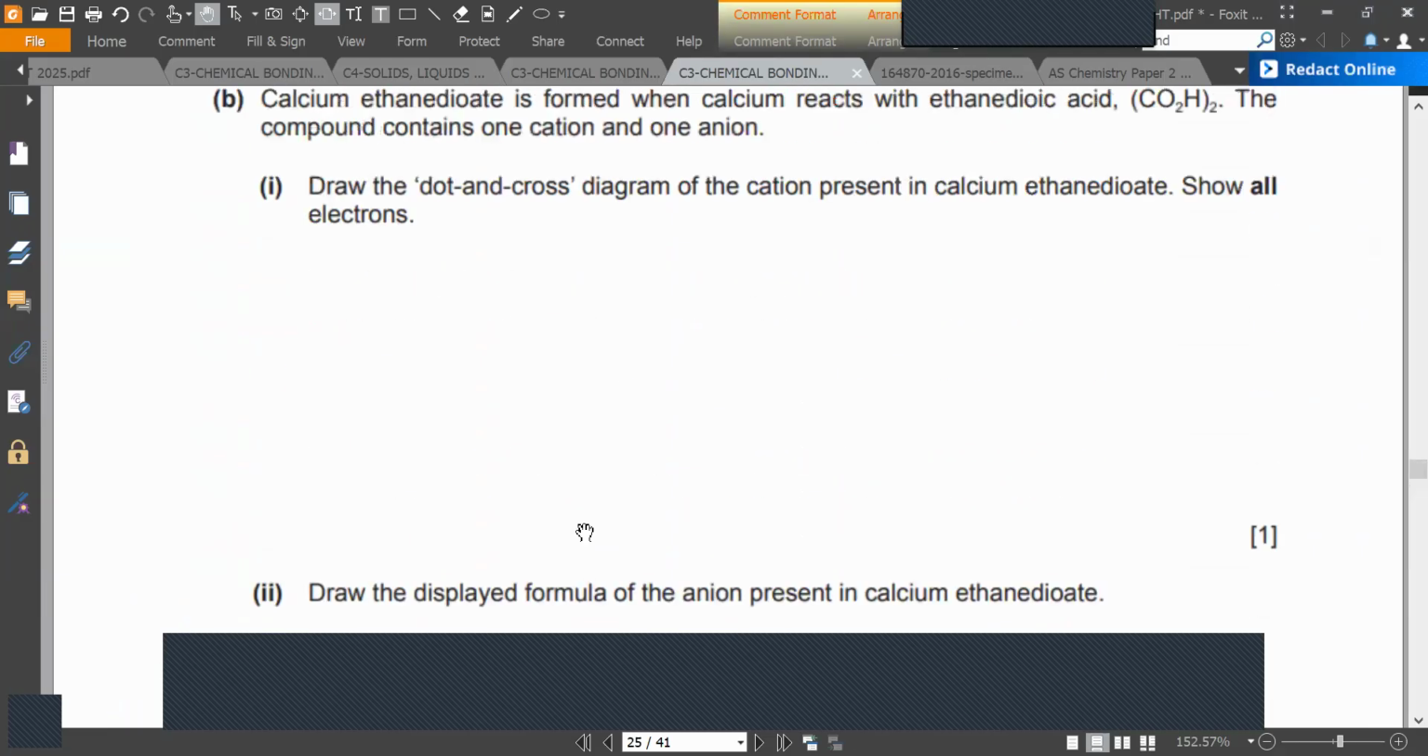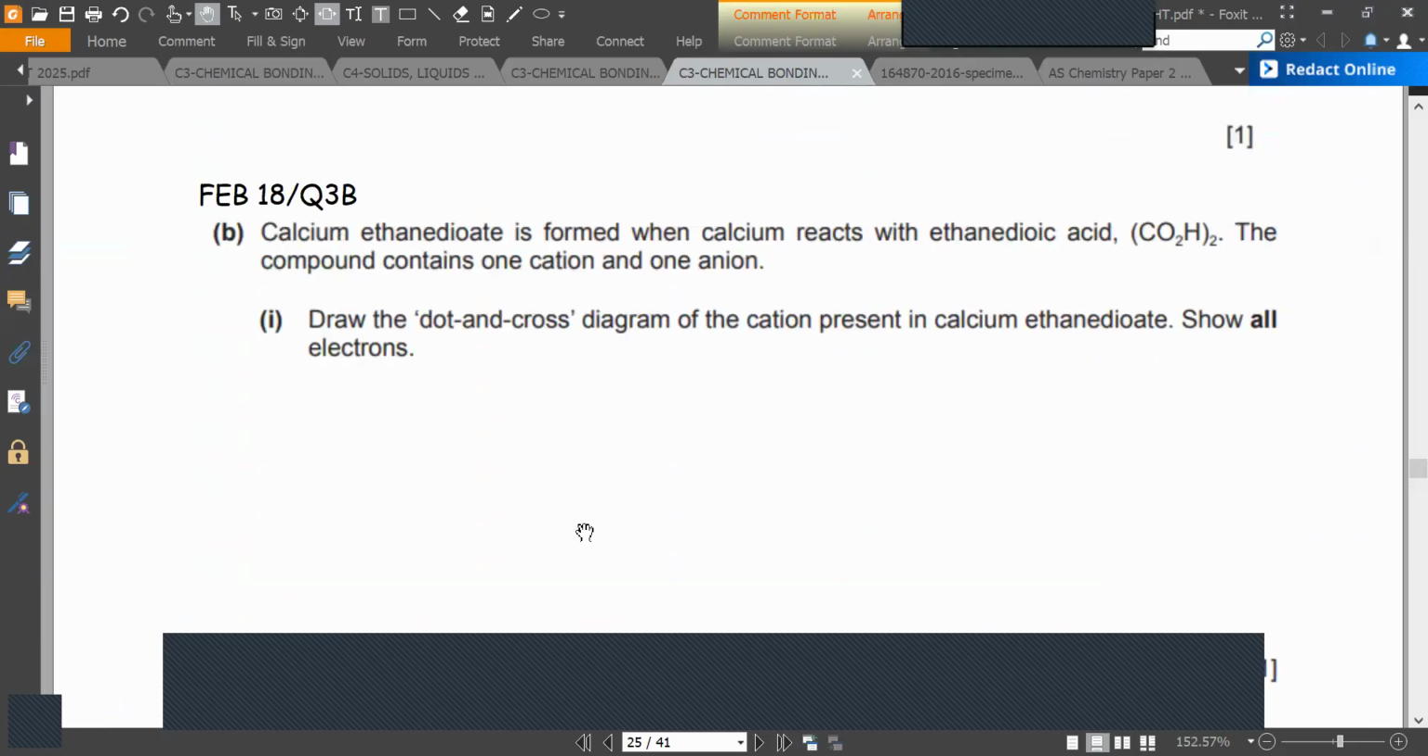Calcium ethanedioate is formed when calcium reacts with ethanedioic acid. The compound contains one cation and one anion. Draw the dot and cross diagram of the cation present in the calcium ethanedioate. Show all electrons. So the cation is calcium. Look at the periodic table.